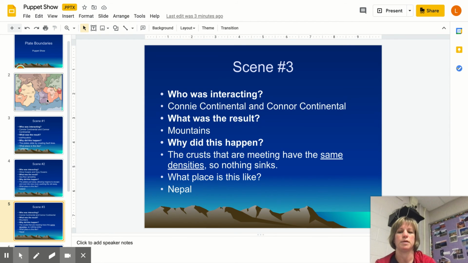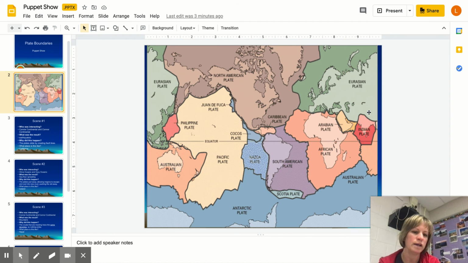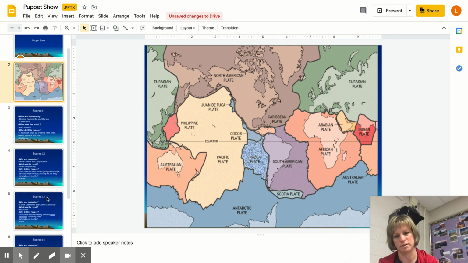So let's look at our plate boundaries map. Right here, the Indian and Eurasian plate are meeting. Remember, we call that a continental convergent boundary. And by the way, Iceland's divergent and California is transform. But anyway, this one's a continental convergent. Those plates are pushing together.